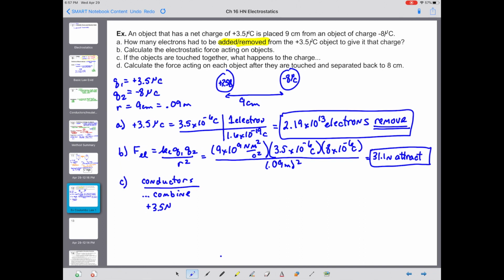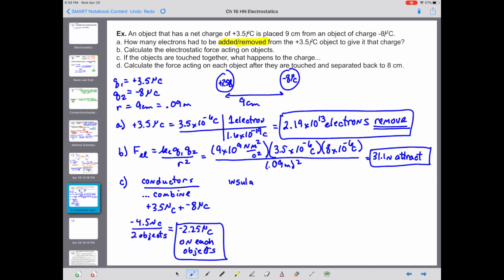So then if I take the positive 3.5 microcoulombs and combine it with the negative 8 microcoulombs, that's going to give us negative 4.5 microcoulombs. And that negative 4.5 microcoulombs is then going to distribute amidst your two objects. So then you're going to end up with negative 2.25 microcoulombs on each of the two objects.